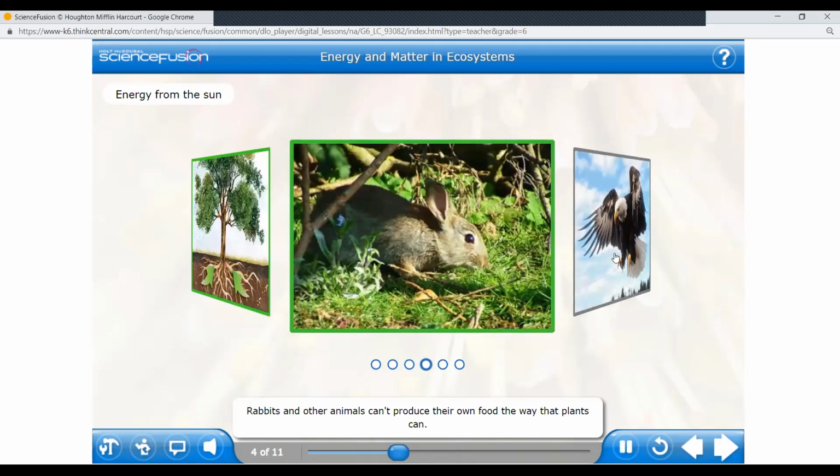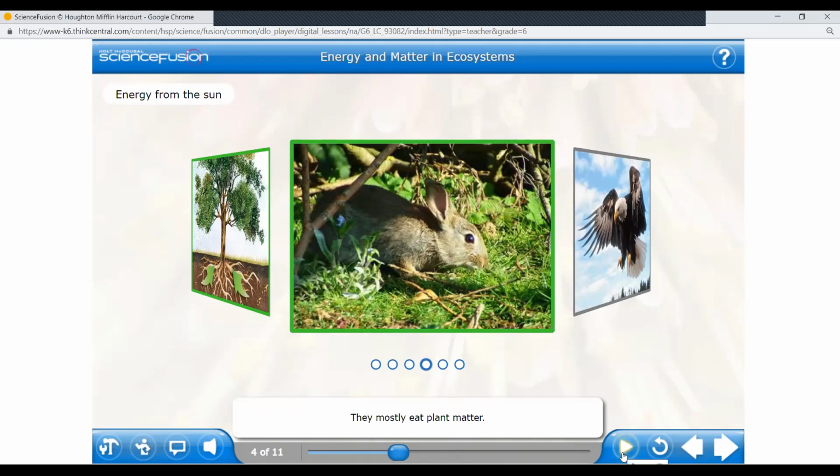Rabbits and other animals can't produce their own food the way that plants can. Instead, they must consume or eat other organisms to get energy. Because what do they do? They eat other organisms to get food. As animals consume food for energy, we call them consumers. Rabbits belong to a group of consumers called herbivores. Herbivores are like vegetarians. They mostly eat plants.